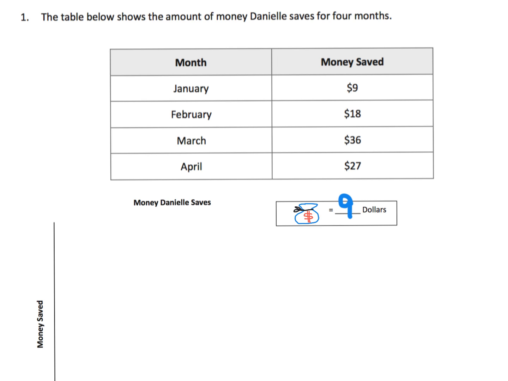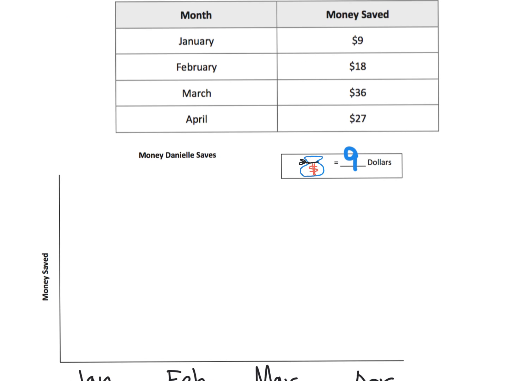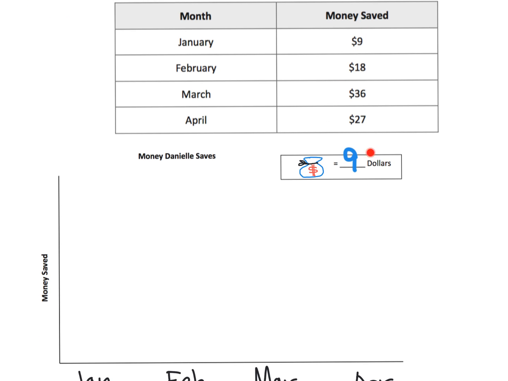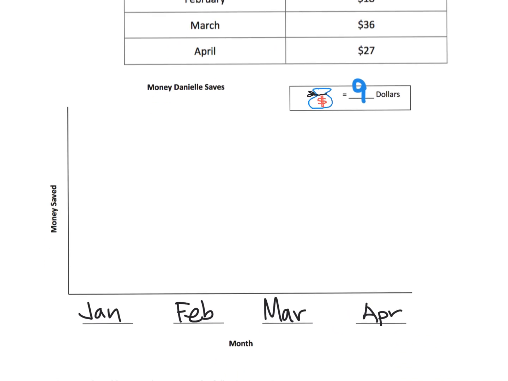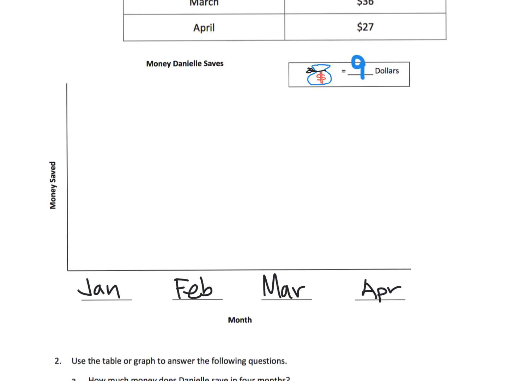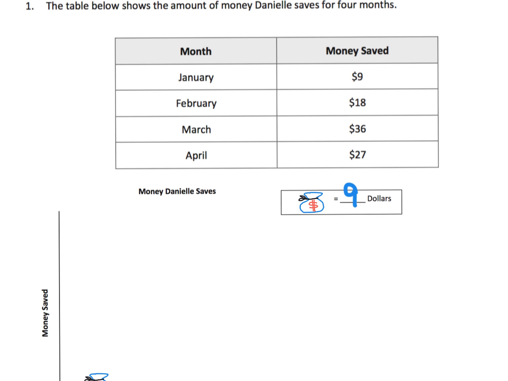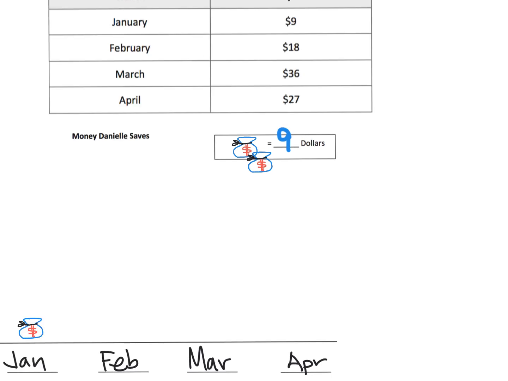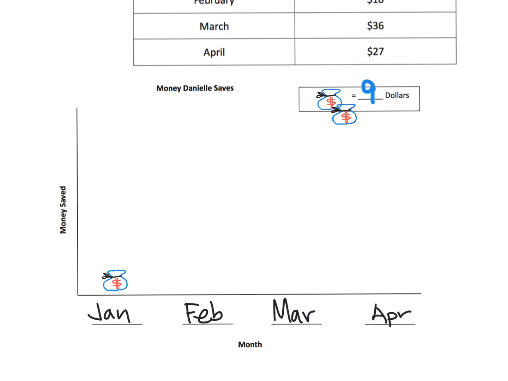And so we're going to go down here. January is $9, so that means it's going to be one bag. So where we see January, we're going to put one bag. Now February is $18, so that's 2 sets of 9. 9 times 2 is 18. So that means we're going to need 2 bags, and those 2 bags are going to go down here for February.